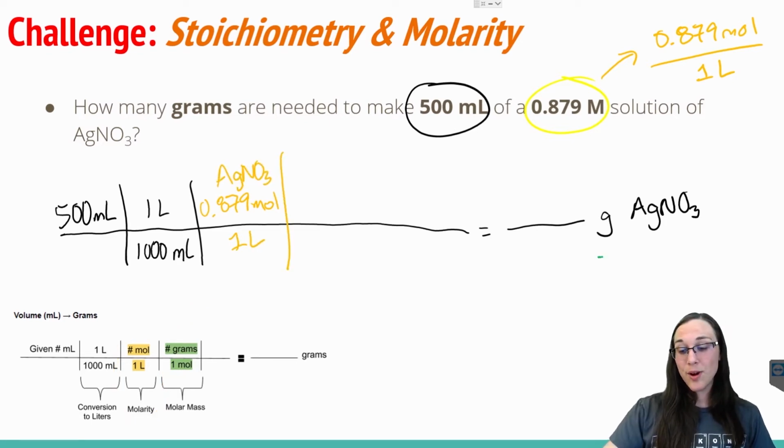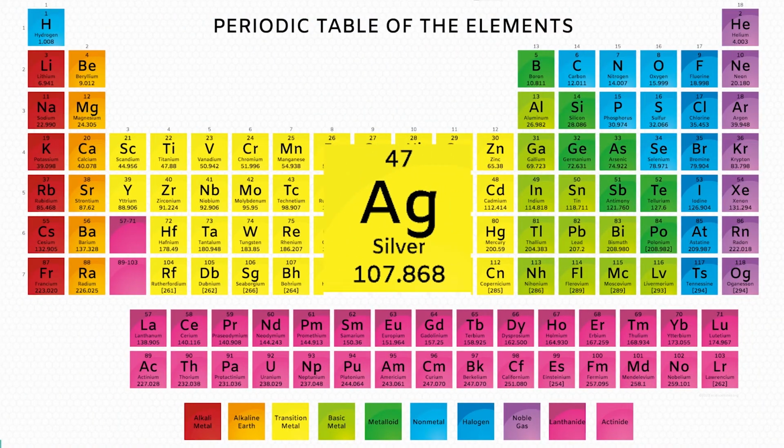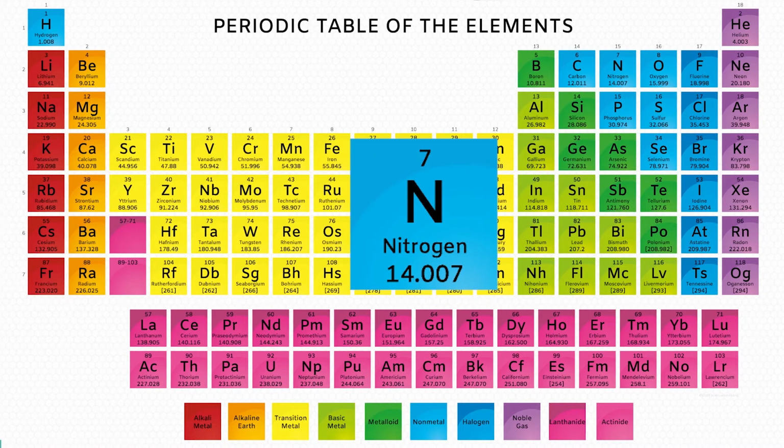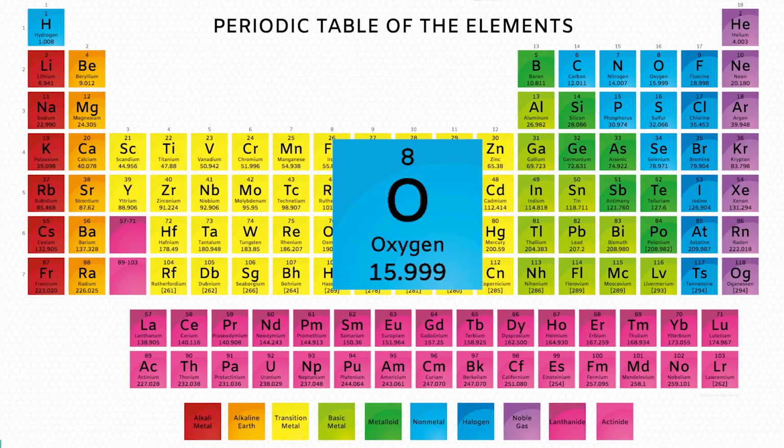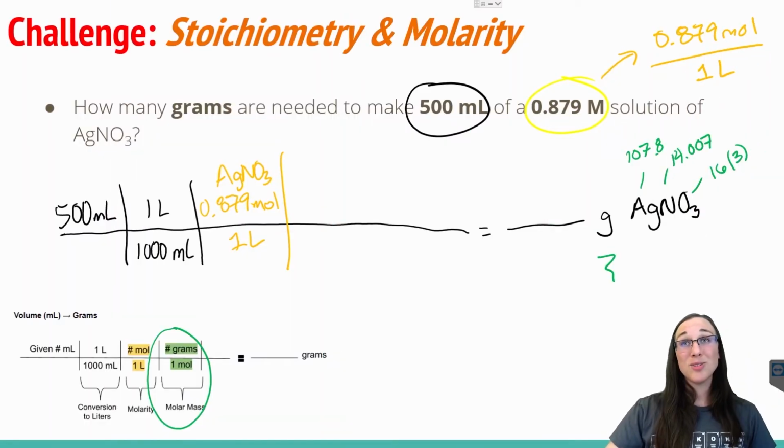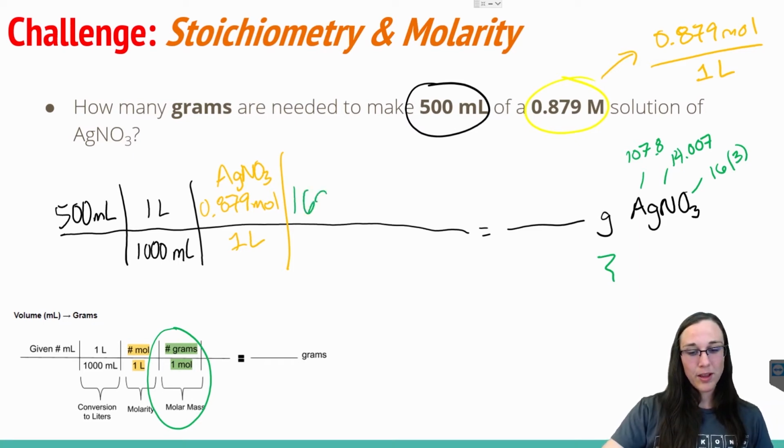Now, in order to get to grams, which was the goal to begin with, I need the molar mass of silver nitrate. In order to do that, I add up the pieces from my periodic table. Ag is roughly 107.8 grams, nitrogen is roughly 14.007 grams, and oxygen is roughly 16 for each atom, and there's 3 of those. If you add those 3 pieces together, you get 169.807 grams per 1 mole of silver nitrate.